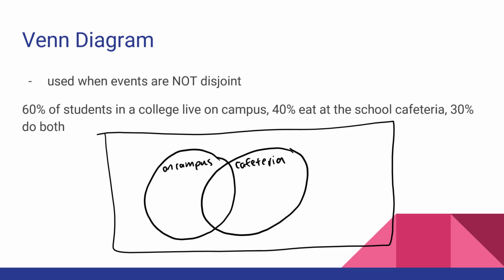So how do we find the probabilities for everything? The first thing we do is start from this number, so 30% do both, because this is the one thing that we can fill in right away. So 0.3 goes in the middle here for students that both live on campus and eat at the cafeteria. Now we have to find the probabilities for cafeteria only and living on campus only, but not both. So we know that 60% of all students live on campus, but we already see that 30% has been taken in the students that do both.